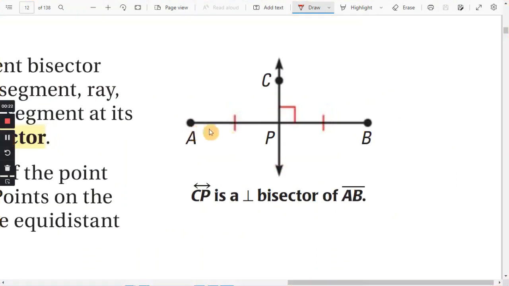So right here we have line segment AB, and we see that P is the midpoint. How do we know that? Because the segments surrounding P are congruent. Since line CP goes through the midpoint and it's also perpendicular, that makes CP a perpendicular bisector of line segment AB. Remember, this symbol here means perpendicular.